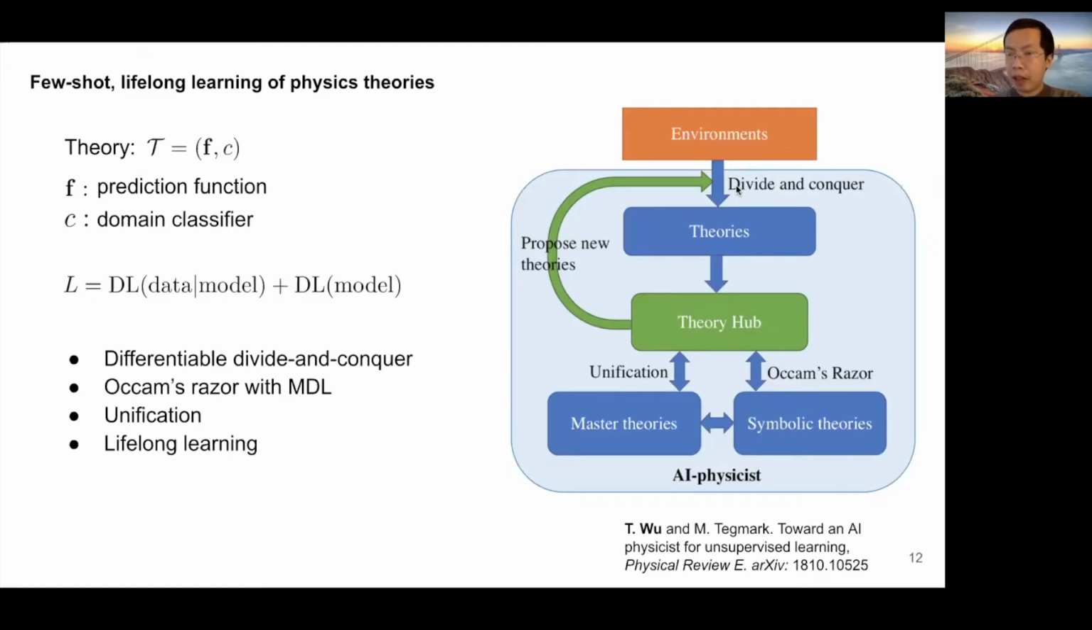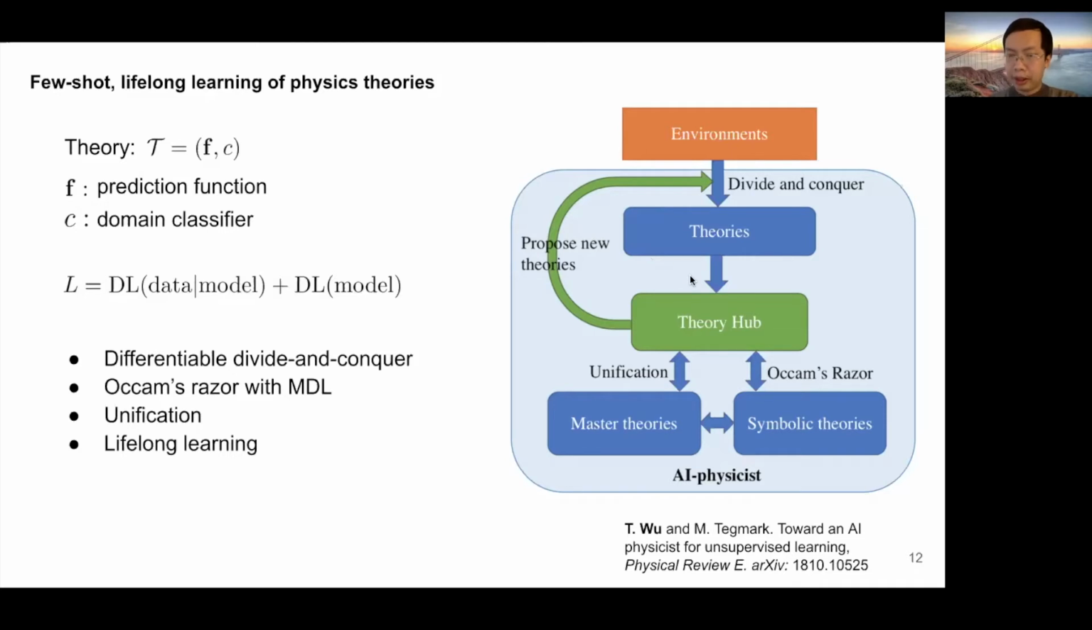And then we have a differentiable divide and conquer to discover different theories in different domains. The learned theories are collected in the theory hub. When the agent encounters a new environment, it should first look into the theory hub to see if any theories have been learned. If so, it will propose theories from the theory hub. If some parts of the environment cannot be explained, it will initialize some new network and try to learn these theories. The learned theories will also be added into the theory hub.